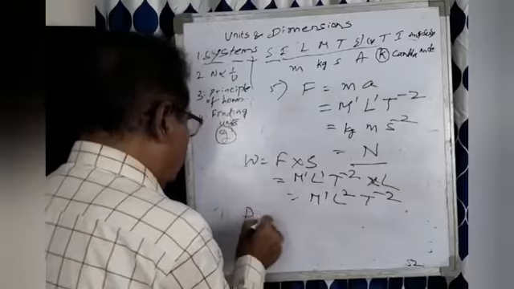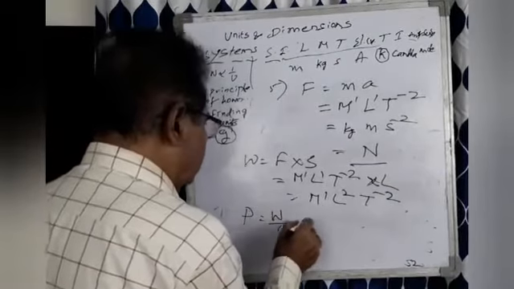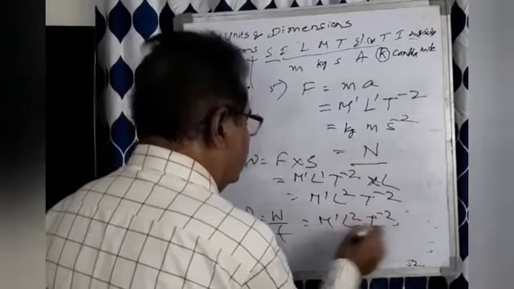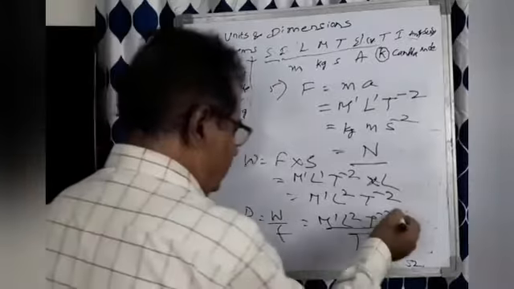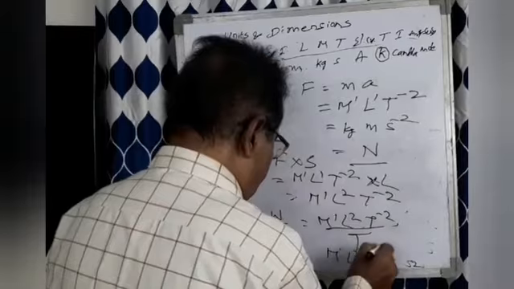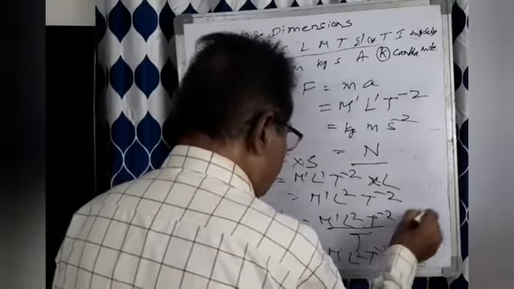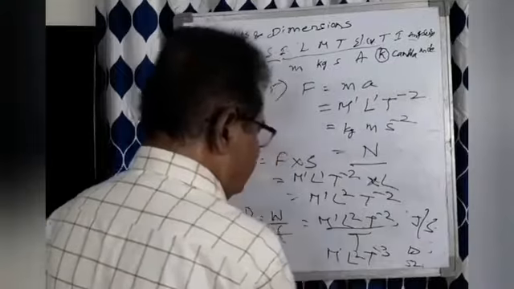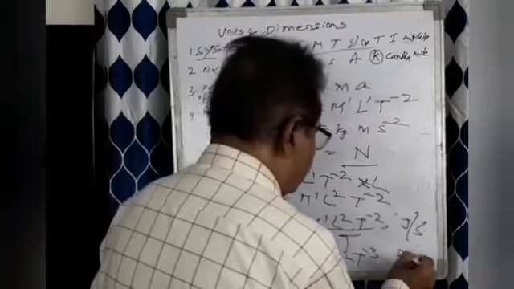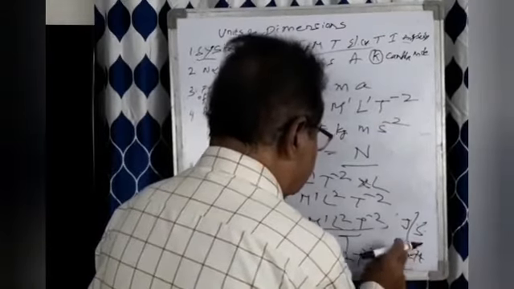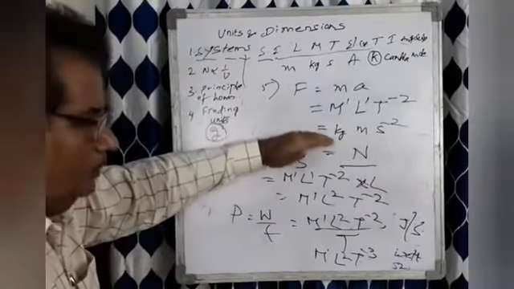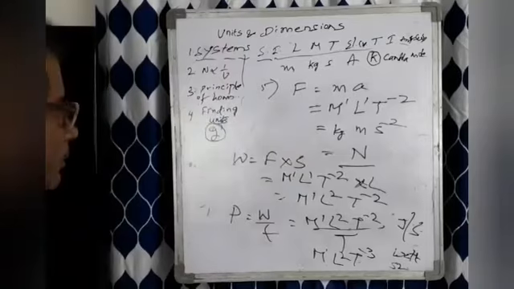Suppose you want power, work by time. That means work by T: M power 1, L power 2, T power minus 2 by T. It becomes T power minus 3. M power 1, L power 2, T power minus 3. Unit, I can say joule per second or watt. WATT, not WHAT. WATT, the name of a scientist. So like this, you can get the dimensions. From that you can get units. Just from definitions you can get the units.